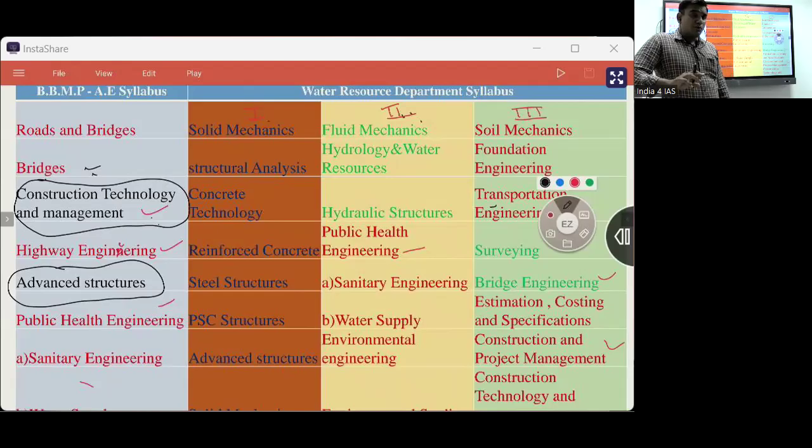So what makes you find this CV, coefficient of velocity, and which instrument are we going to use for the CV?